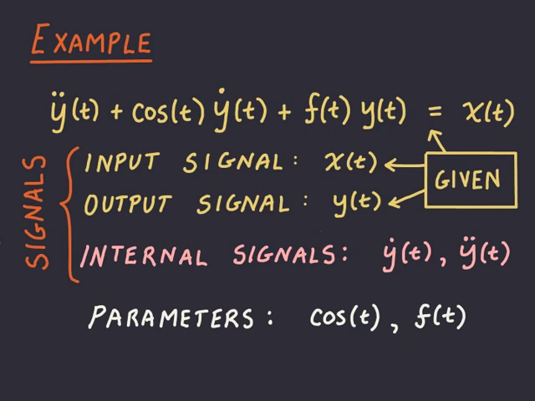So for example, if we're given the differential equation at the top of the page and told that this is our system with input signal x of t and output signal y of t, then we can come to the following conclusions. Signal x of t clearly changes y of t, and if it changes y of t, it must change y dot and y double dot. So y dot and y double dot are internal signals. X of t won't change cosine of t or the function f of t. Both of these are explicit functions of time. So those are parameters.